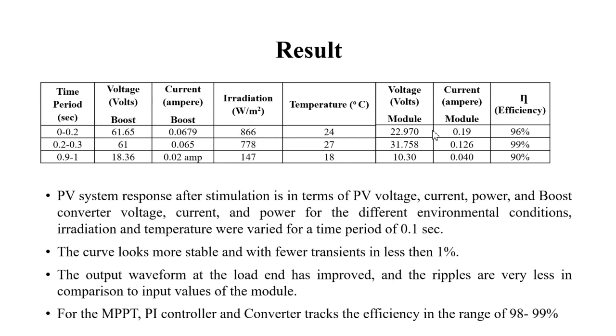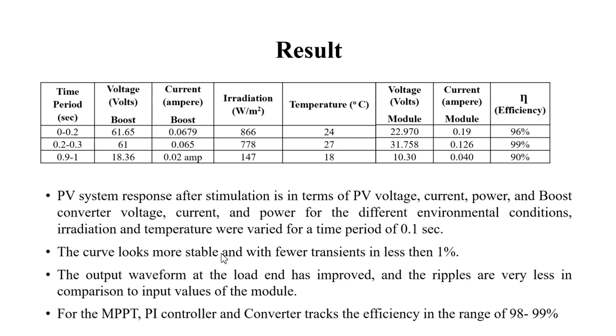The module was able to produce a voltage of 22, and the boost converter has boosted it to a value of 61.65 with an efficiency of 96%. Similarly, from 0.2 to 0.3 the irradiation was kept at 778 and the temperature was 27, and at that point the efficiency was calculated as 99%. At 0.9 to 1 time period, the irradiation value was very low, that is 147, and the temperature was 18 degrees, and the system was able to track; 90% efficiency was obtained in this.